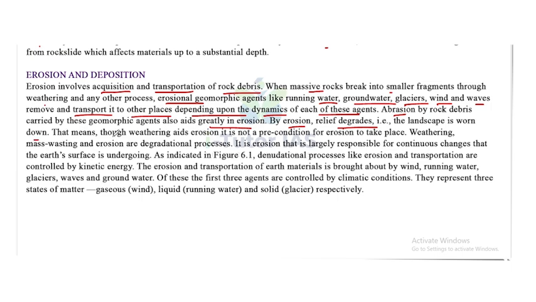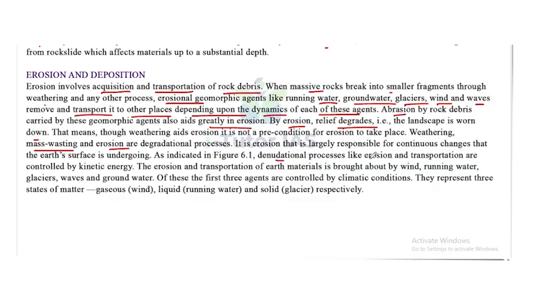That means, though weathering aids erosion, it is not a precondition for erosion to take place. Weathering, mass wasting, and erosion are degradational processes. It is erosion that is largely responsible for continuous changes that the Earth's surface is undergoing.